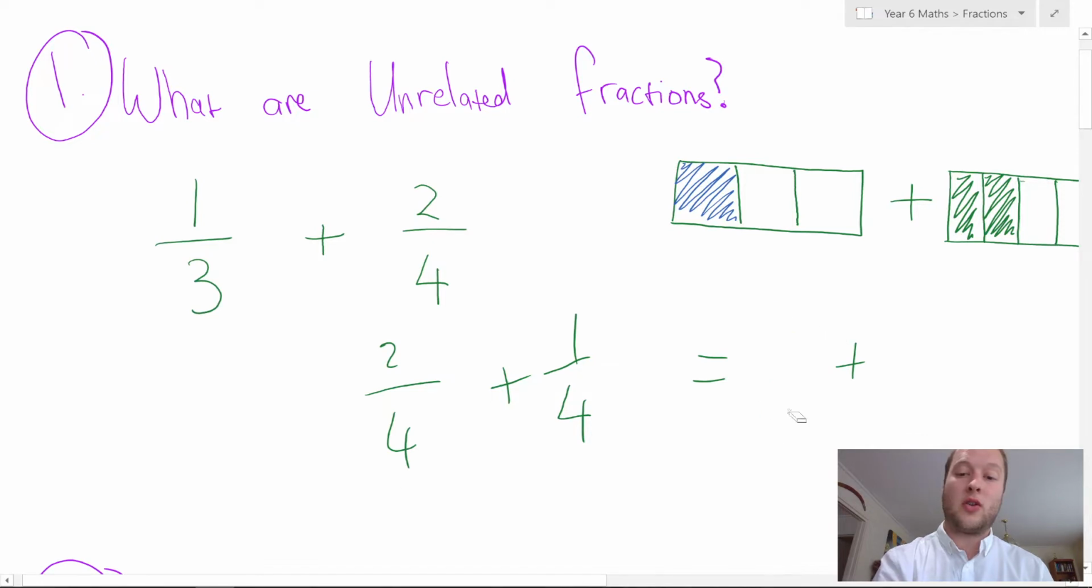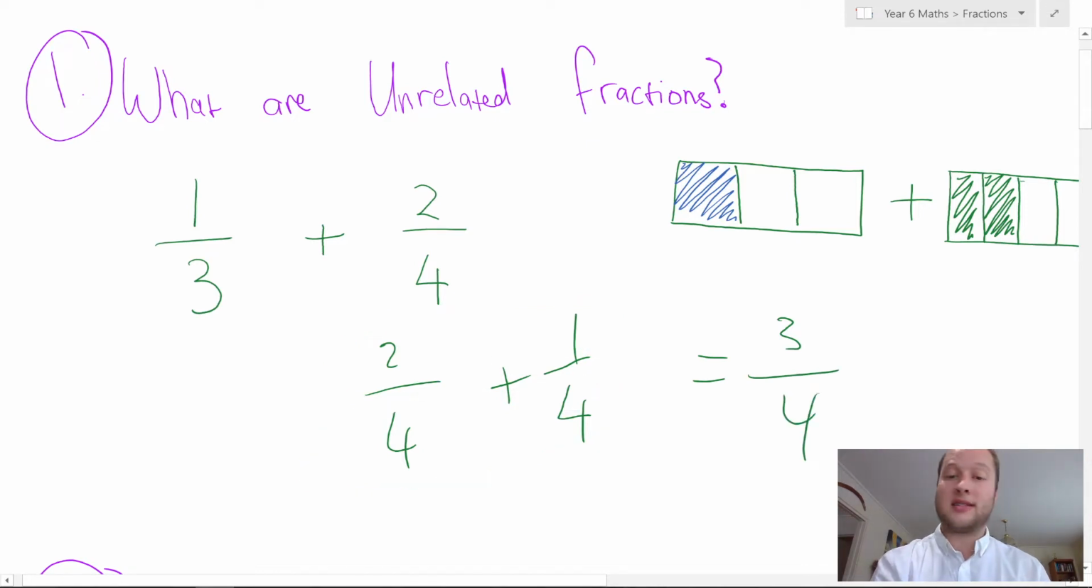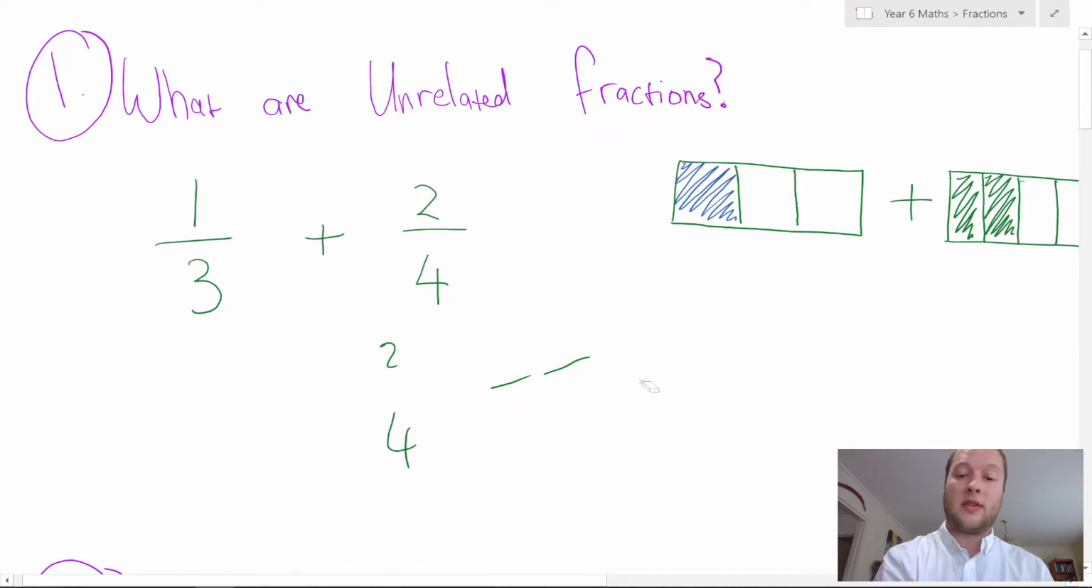So if we then go 2 plus 1 is 3 on the top, and we keep the bottom number the same, my answer is 3/4, and I can't simplify it any further. These are the smallest it can get. That is how we do related.